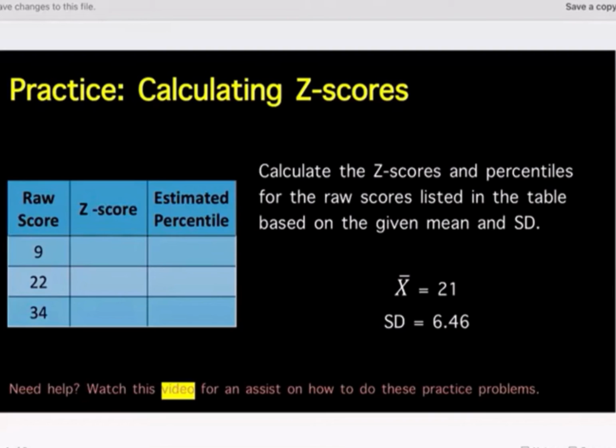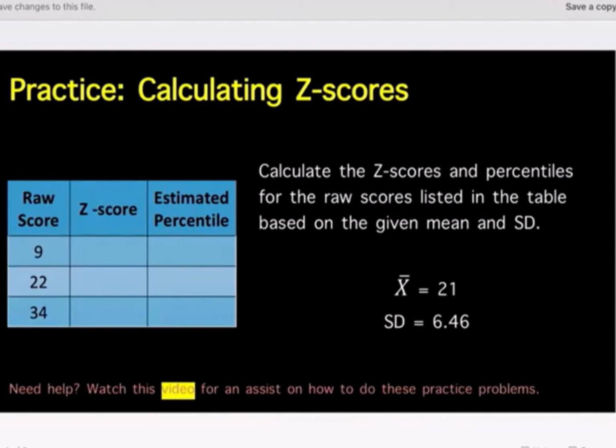In this video, we're going to be going over the practice problems for Module 2, Part 2. So we're looking at calculating z-scores, and then we'll also go through some examples for constructing a distribution based on a certain set of criteria. So we'll start with calculating z-scores, and we have 3 examples given a certain mean and standard deviation.